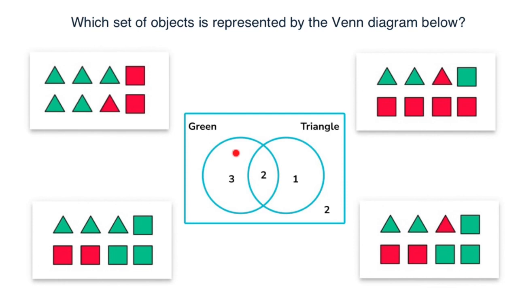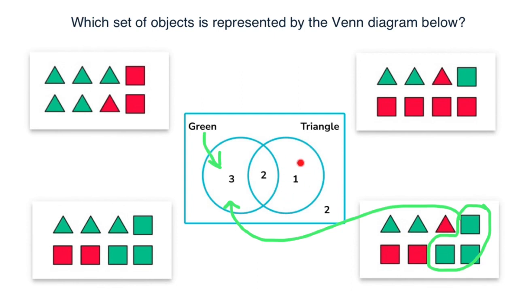Take a look. Here we should have three objects which are green and which are not triangles, because the circle stands for triangles. So three properties: green, there have to be three, and they shouldn't be triangles. And we have these three green squares that perfectly fit this description. So let's put them here, in this circle.